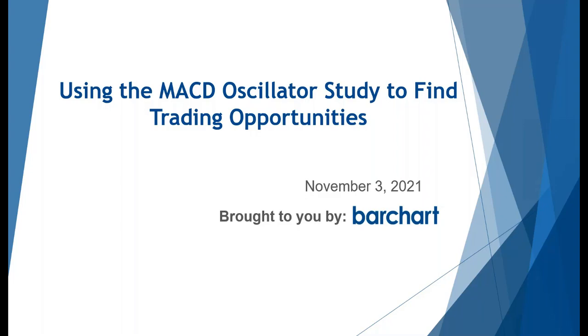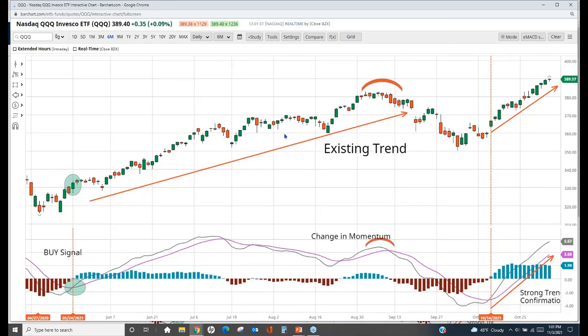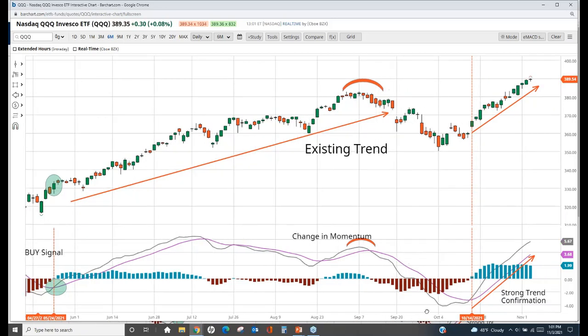Today's subject, using the MACD oscillator study to find trading opportunities. The moving average convergence-divergence oscillator is a multi-purpose versatile indicator that can signal buy signals, alert traders of changes in momentum of existing trends, and confirm market trends throughout multiple time frames.